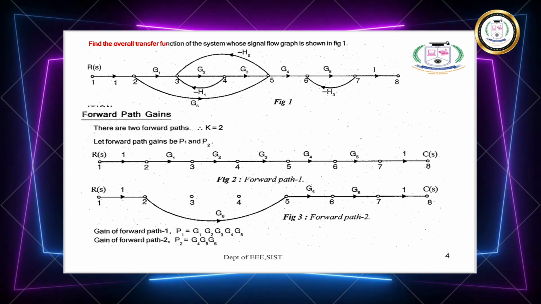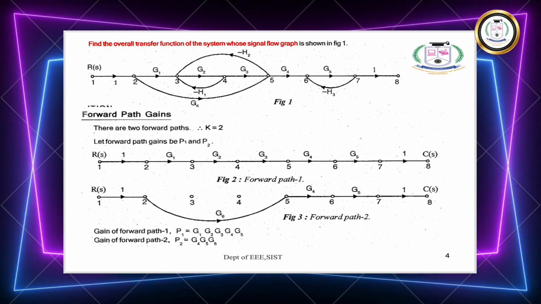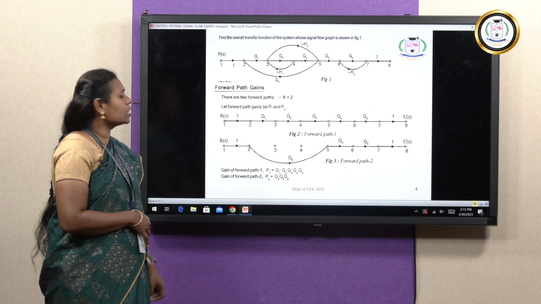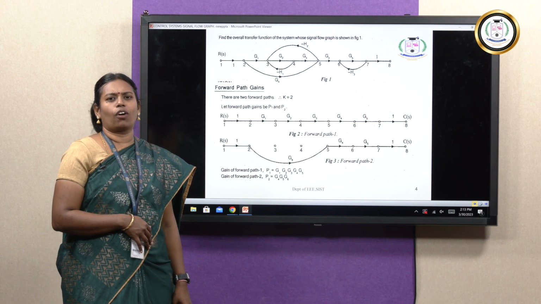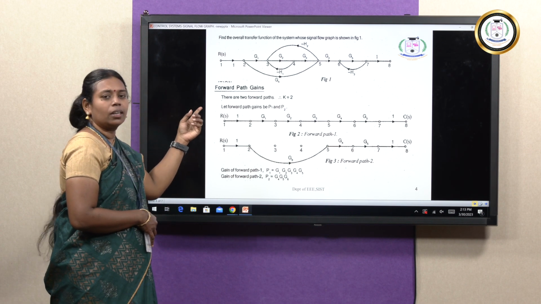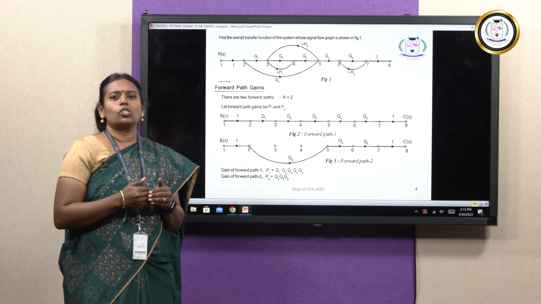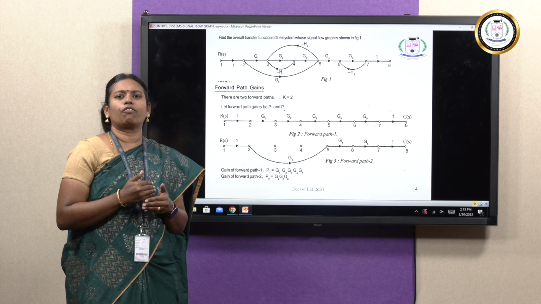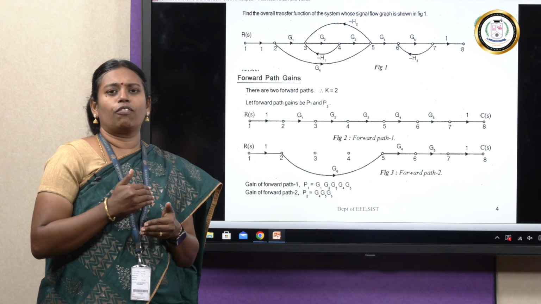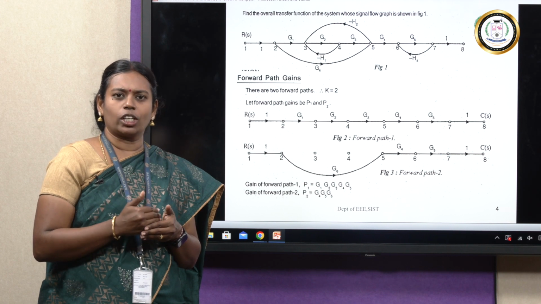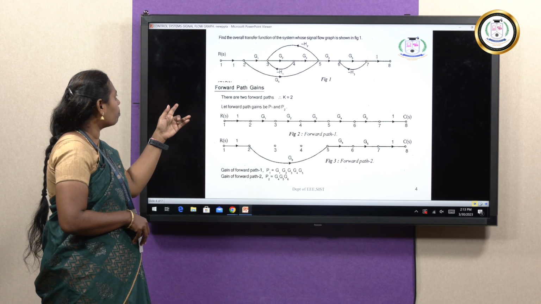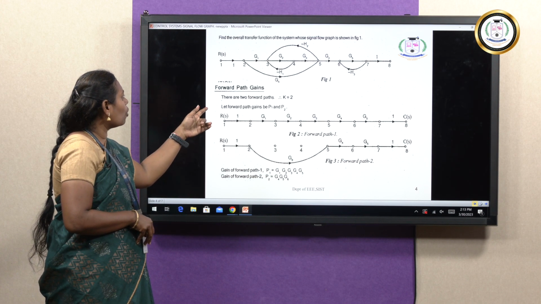Find the overall transfer function of the system whose signal flow graph is shown in the figure. This is the example we are going to take. In the first step, you are going to find the forward path gain. In this problem, we have two forward paths. How to find the forward path? The forward path can be found by means of the arrow marks. The arrow marks indicate the signal flow. If the arrow marks point in the forward direction, that indicates the forward path. In this example, we have two forward paths, so we take the value of k as 2.